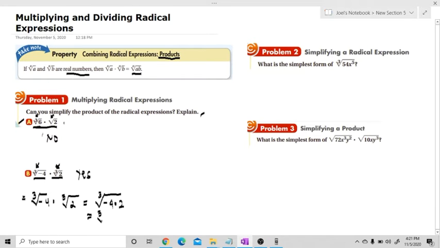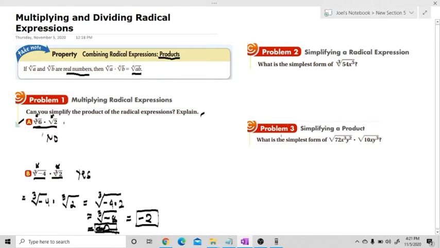It will be cube root of negative 8 because negative 4 times 2 is equal to negative 8. And the cube root of negative 8 is negative 2. Okay, ang answer dito is negative 2, because negative 2 cubed is equal to negative 8.